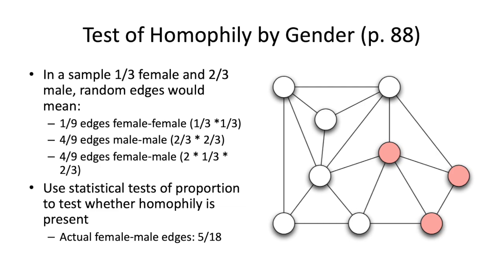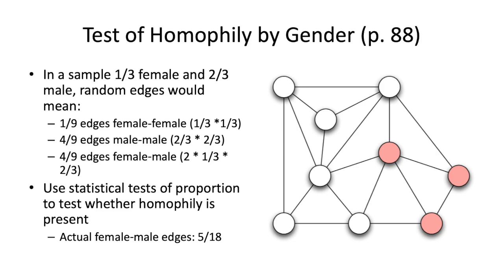So once we've determined that, we can now measure and say, does this network exhibit significant homophily? We measure this and look at the actual female to male edges, the ones between the salmon and the white. And we find there are actually 5 edges out of the 18 edges that are female to male.